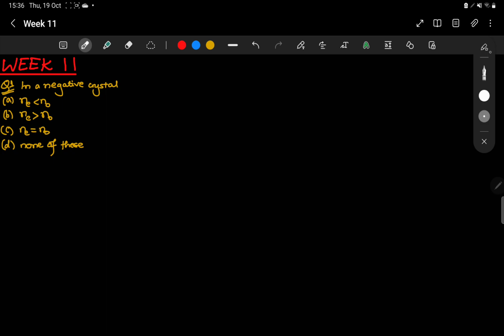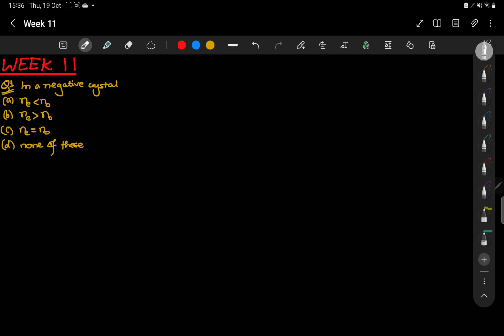The correct option is option A. Ne is less than No. For option B, it would be called a positive crystal.